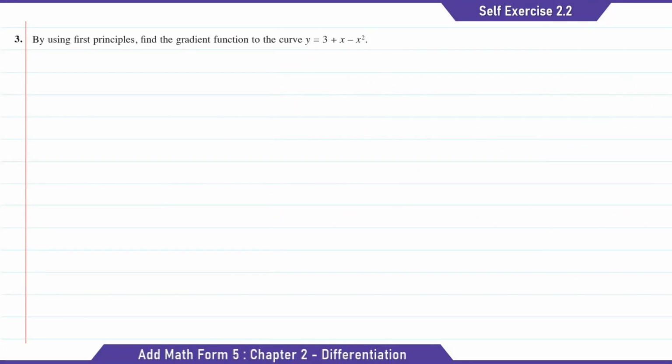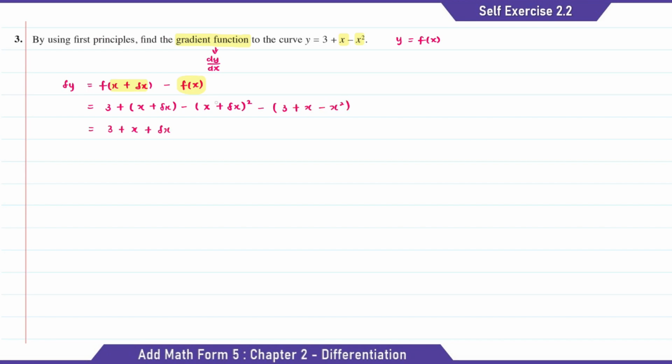Question number 3. By using first principles, find the gradient function to the curve y equal to 3 plus x minus x squared. Remember, the gradient function refers to the dy dx. So here let us assume that y is equal to f of x. So first we're going to substitute x plus delta x into the x here. So 3 plus bracket x plus delta x minus x plus delta x squared. Then we're going to minus the f of x, which is the y, minus bracket 3 plus x minus x squared.